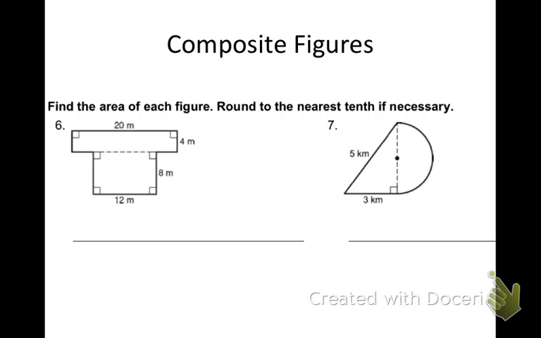Let's try number 6. Find the area of each figure, round to the nearest tenth if necessary. What two shapes do you see in number 6?